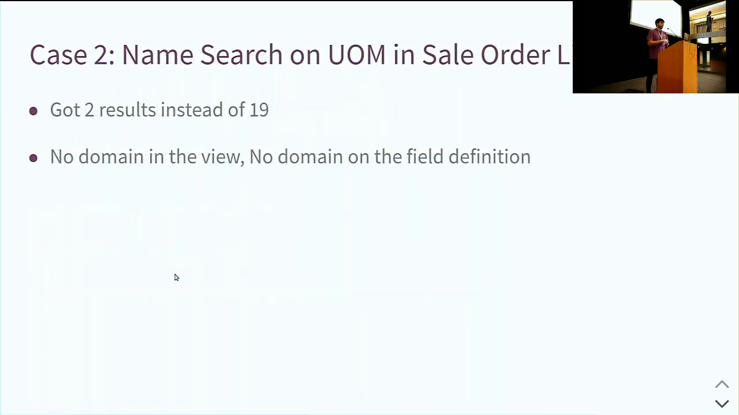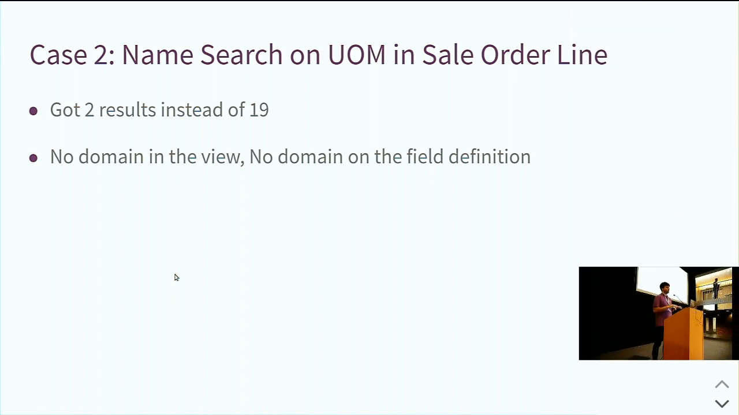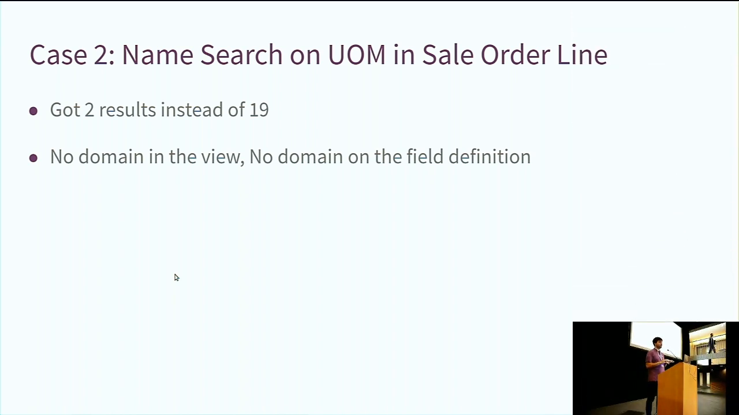Okay, another interesting case. The name search is the method that is called when you are looking in the many-to-one for some record to set the value of this many-to-one. And here we are on the sale order line, we set the product, and then we want to set the unit of measure of that product, of that line. And we got only 2 results without typing anything. And I know there are 19 records in my database.